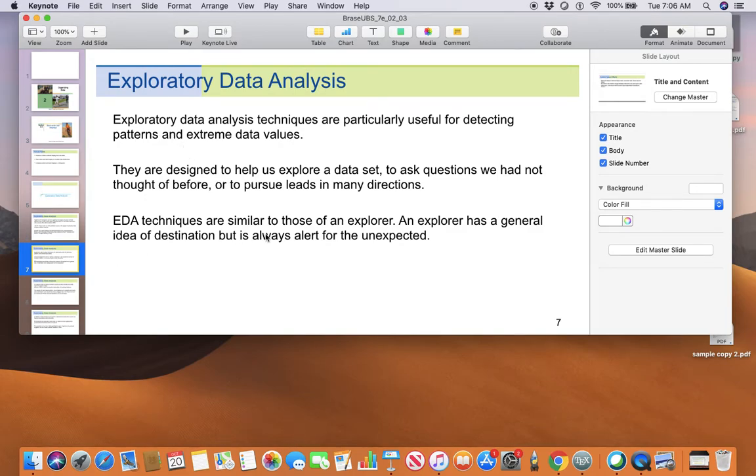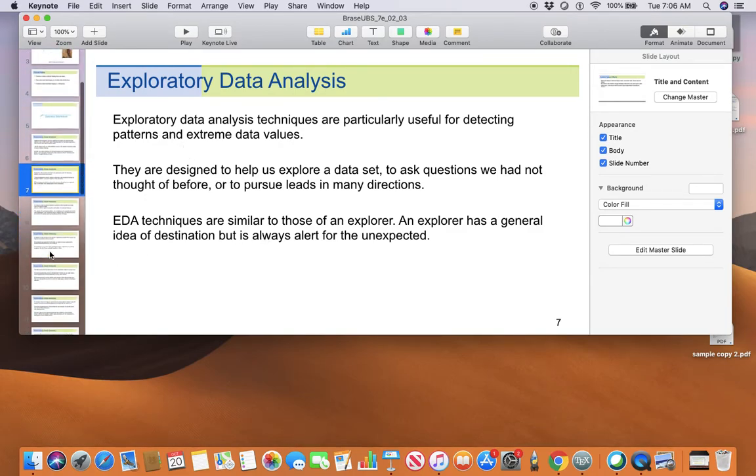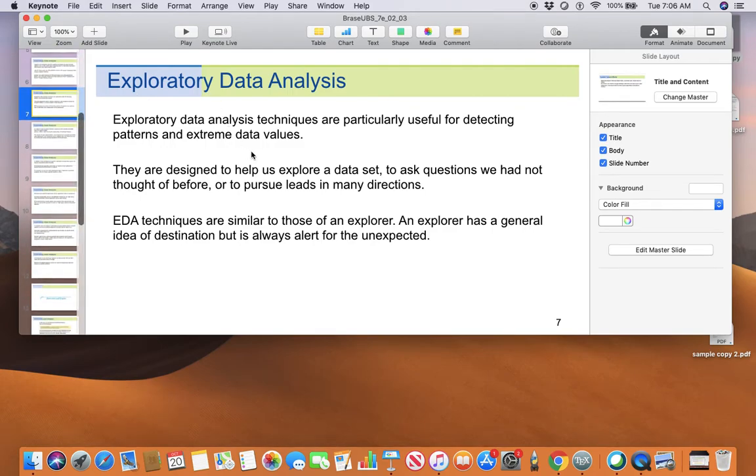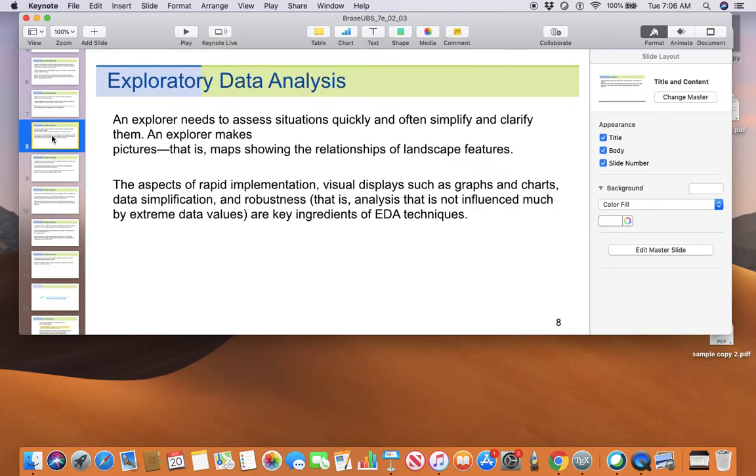Exploratory data analysis techniques are particularly useful for detecting patterns and extreme data values. They are designed to help us explore a data set, to ask questions we had not thought of before, or to pursue leads in many directions. EDA techniques are similar to those of an explorer. An explorer has a general idea of the destination, but is always alert for the unexpected.